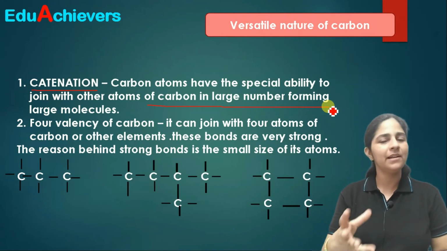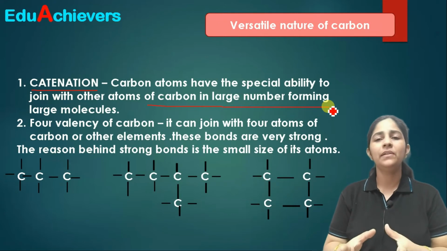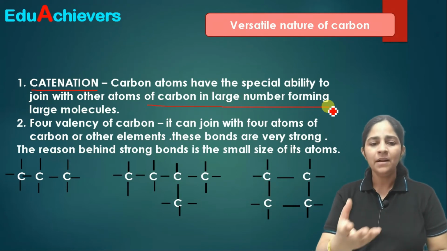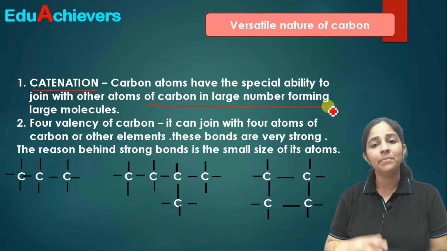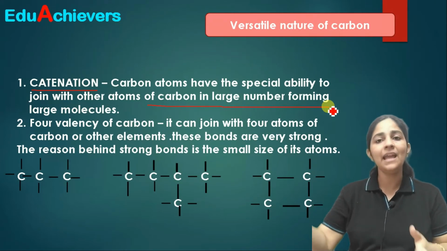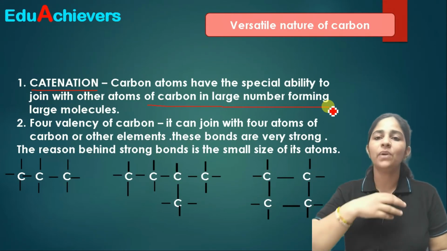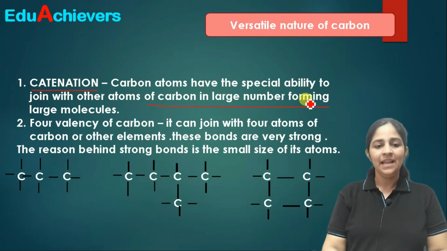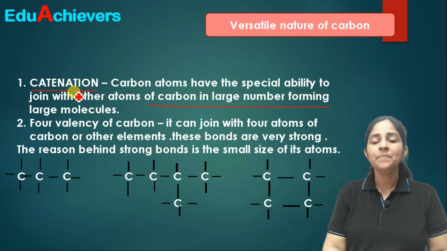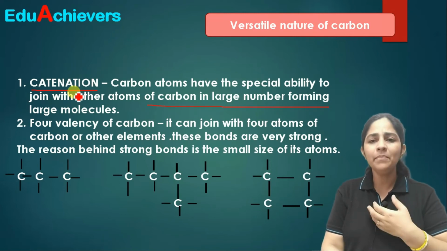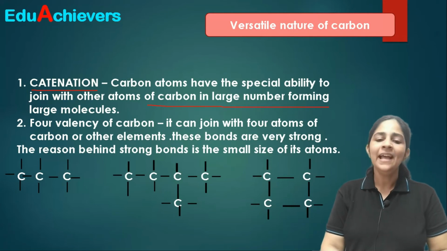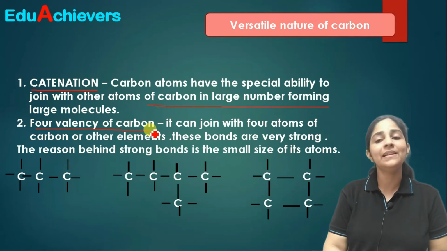You can see the things around us. All this plastic, polythene, these are all made by the joining of carbon compounds with carbon in n number. Smaller units join to form long chains. And that's what makes carbon so special, that it can form millions of compounds. Right? And the other special property it has is that it has a valency of 4.